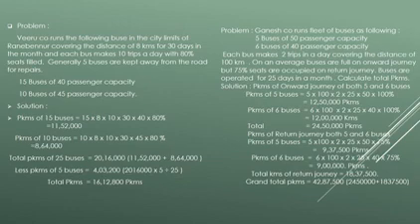In the same way, we have to calculate return journey passenger kilometers of 6 buses: number of buses 6 into distance 100 into trips 2 into days 25 into capacity 40 passengers into percentage carried 75%. That will be 9 lakh passenger kilometers.